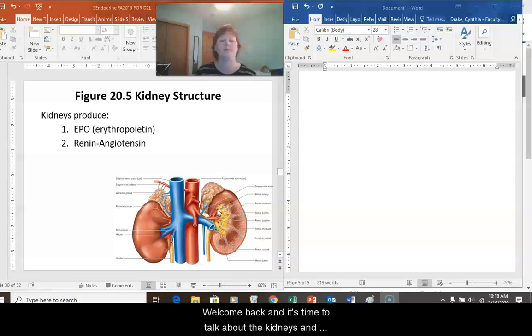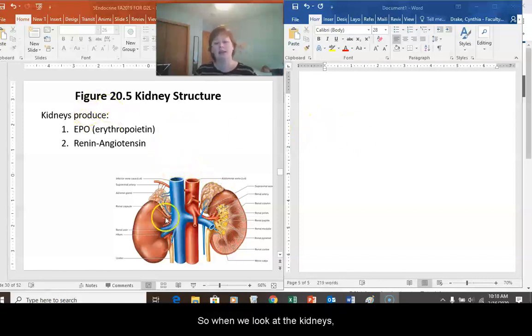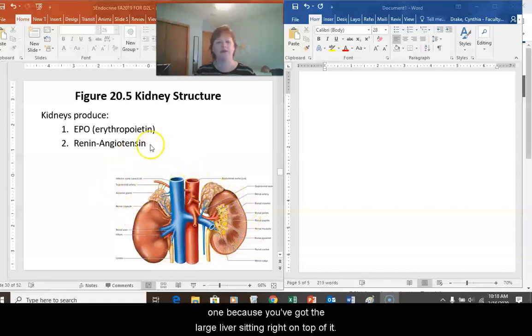Welcome back, and it's time to talk about the kidneys and the suprarenal or adrenal glands. So when we look at the kidneys, you notice the right one's a little bit lower than your left one because you've got the large liver sitting right on top of it.